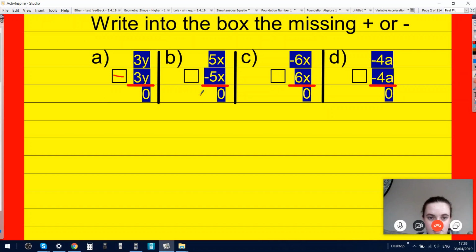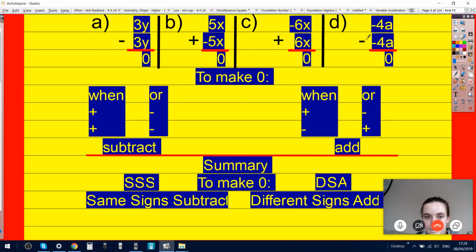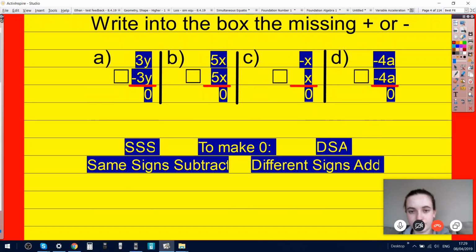Minus, plus, plus, minus. Okay. If they have the same sign, you subtract to get 0. If they have different signs, you add to get 0.